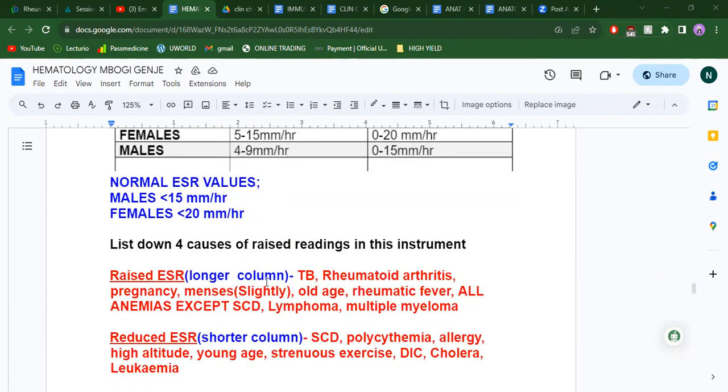For raised ESR, longer column, we have TB, rheumatoid arthritis, pregnancy, menses, slightly old age, rheumatic fever, inflammation, all anemias except sickle cell anemia, lymphoma, multiple myeloma. Then reduced, shorter column: sickle cell disease, polycythemia, allergy, high altitude, young age, strenuous exercise, DIC, cholera, leukemia. They usually ask, so you should try and remember.